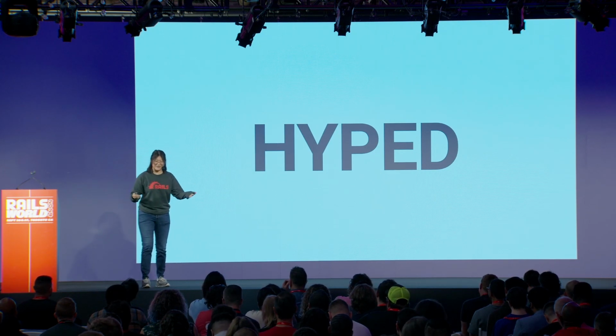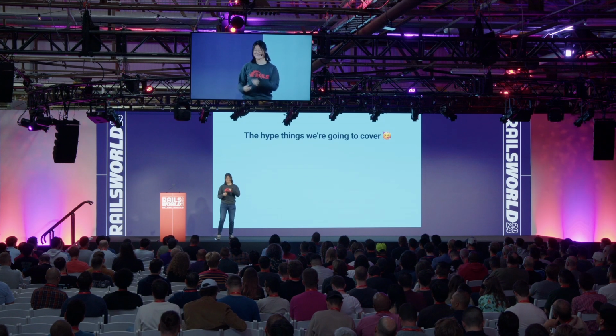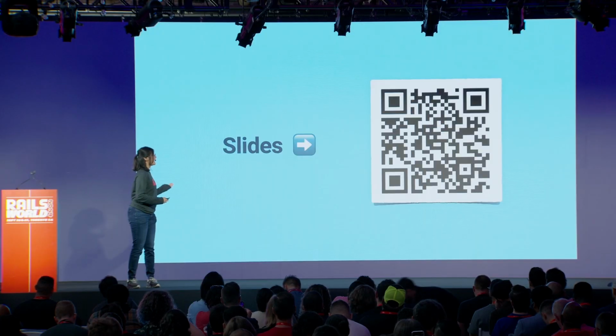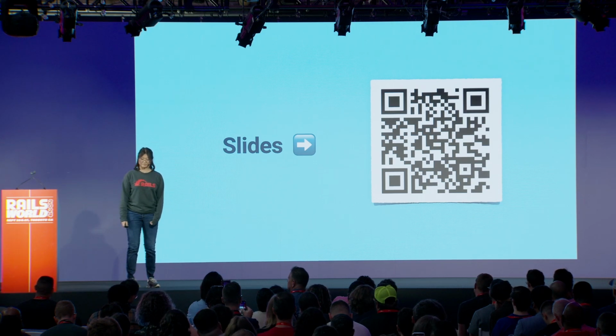But speaking of hype, we're going to cover some hype things, all about Ruby and Rails upgrades. We're going to touch on how to upgrade Rails in an application and its benefits. We're going to upgrade an app to the latest release. And I'll be talking about how Shopify mass upgrades Rails across the company. Here's the QR code for the slides if you want to follow along, but they'll be available at the end of the talk too.